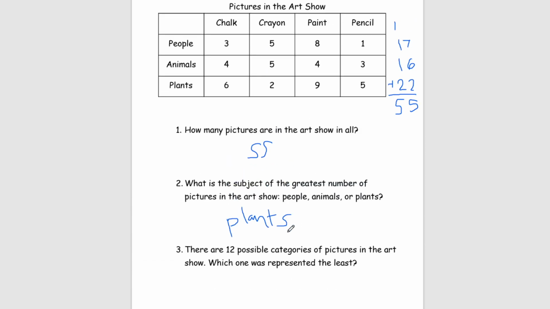And number 3, there are 12 possible categories of pictures in the art show. Which one was represented least? Well, since we know our numbers and the order of what our numbers are, we know that 1 is the smallest number. So that's pencil.